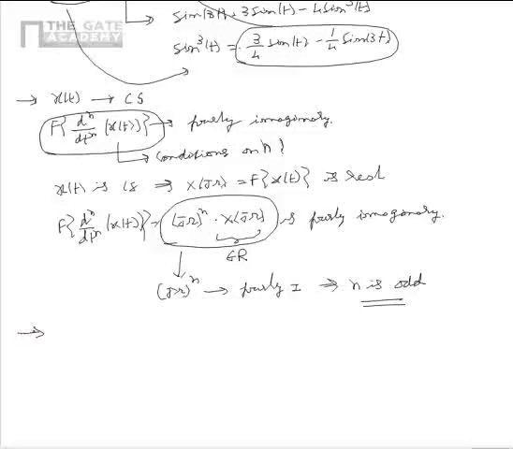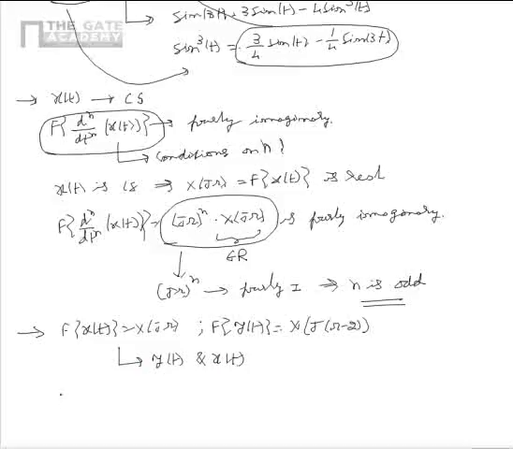Now let us consider another problem as per which there is a continuous time non-periodic signal x of t given, where the Fourier transform of x of t is equal to x of j omega. It's also given that the Fourier transform of y of t is equal to x of j multiplied by omega minus 2. We have to find the relation between y of t and x of t. From the Fourier transform of y of t, we see that y of j omega is equal to x of j multiplied by omega minus 2.